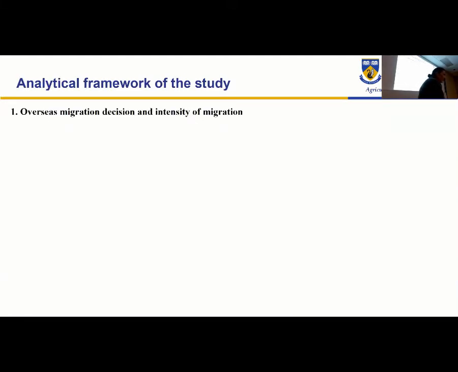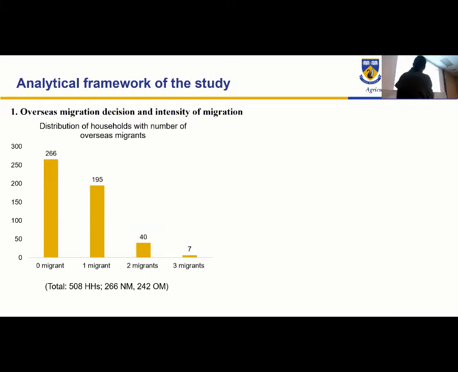So let me go through the analytical framework of the study. In our study, out of 508 households, 266 are non-migrant households. That means they have zero migrants, whereas 242 are overseas migrant households, and out of them 195 households have one migrant, 40 households have two migrants, and 7 households have 3 migrants. So in this case, we have both zero as well as positive values.